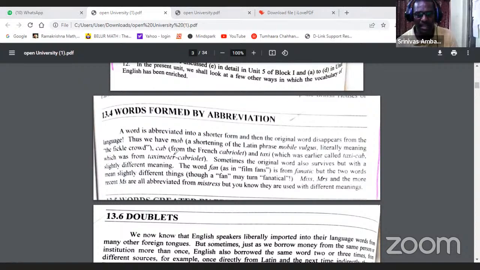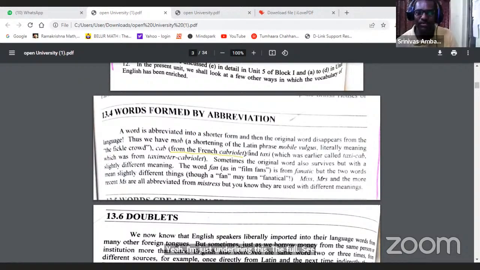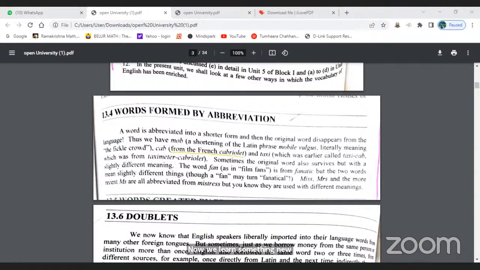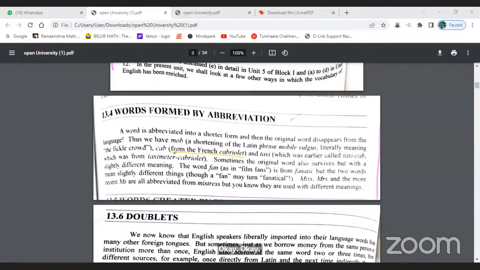Yeah, I'm just underlining this. The full version of cab is cabriolet. See, now we learned something new. Okay. Cab is a cabriolet. Others do not know this one.